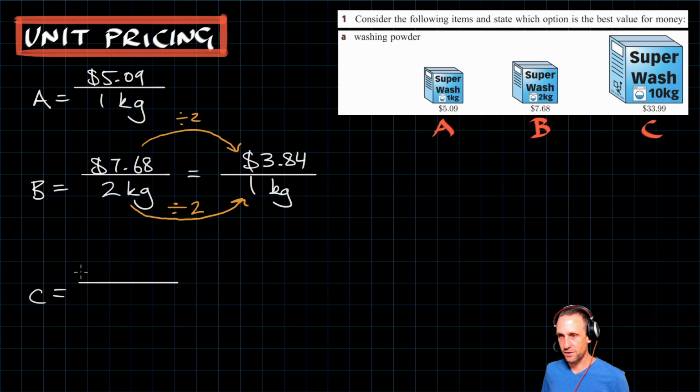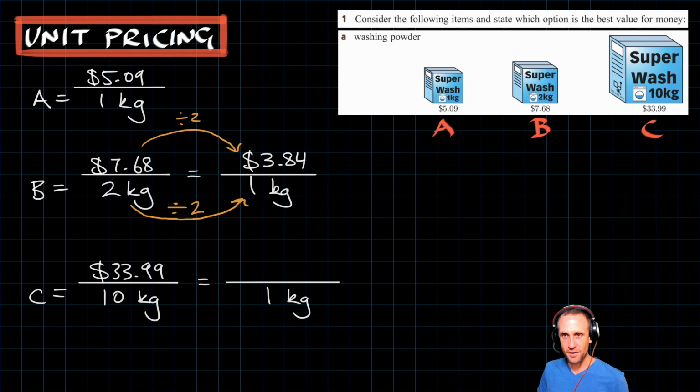Okay, let's do the same thing again with C this time. So with C, it costs $33.99, like so, per 10 kilograms. Hey, what are we dividing by this time? To turn this 10 kilograms into 1 kilogram, I think I heard it coming down the line here. Yeah, we're dividing by 10. So we're going to divide by 10 to go from here to here. So it means it's incumbent on us to also divide by 10 up here as well.